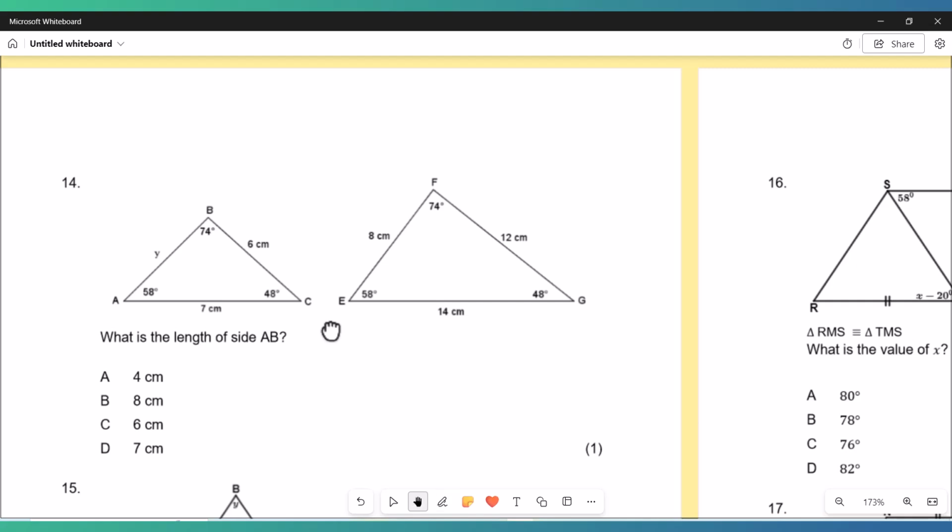So to get my Y here, I see that my AB corresponds to EF. So what was multiplied by 2 to give me 8? It must have been 4. The triangles are similar, so the answer is 4. Okay, next question here, question 15.